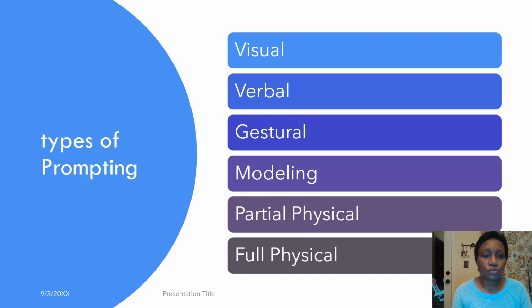Now we'll get into the different types of prompts. There is visual, verbal, gestural, modeling, partial physical, and full physical. I will now provide you an example of each one.